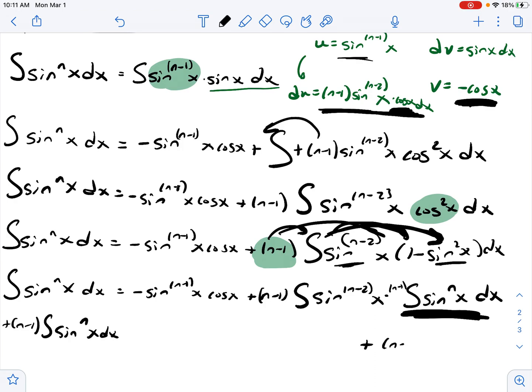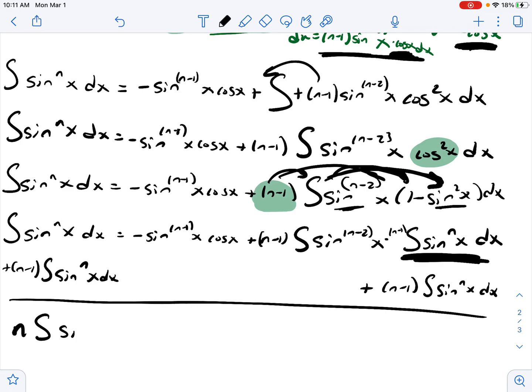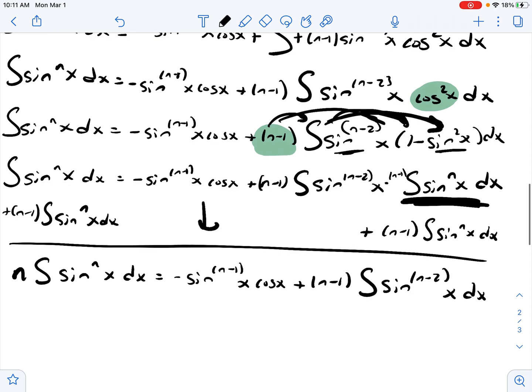Well, 1 plus n minus 1 is just n, so we end up with n times the integral of sine to the nth power of x. Bringing all this down, negative sine to the n minus first power of x cos x plus n minus 1 times the integral of sine to the n minus second power of x dx.